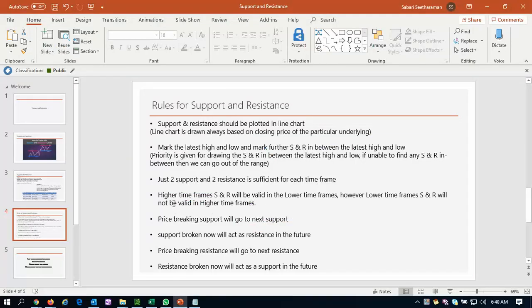The next rule: higher time frame support and resistance will be valid in the lower time frames. However, lower time frame support and resistance will not be valid in the higher time frames. I'll explain this rule and give you an example in the later part of this video.